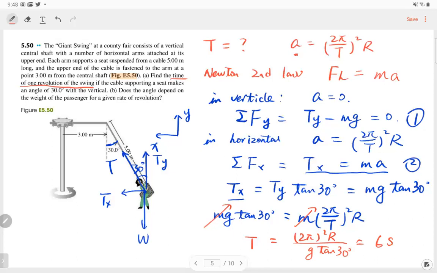Okay, then part B. Does the angle depend on the weight of the passenger for a given rate of revolution? From this formula, we find that the period depends on the radius of the circle, the gravitational acceleration 9.8, and also the angle of the swing. So the period doesn't depend on the weight. That means no matter how heavy the person is, the period is a constant. The period only depends on the geometry of the swing. Let me give a pause here. Do you have any question?